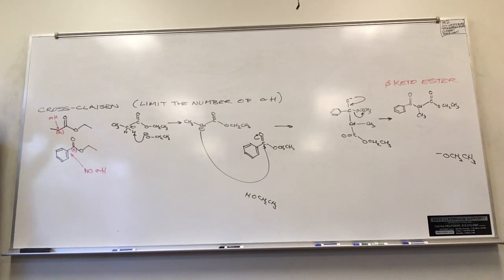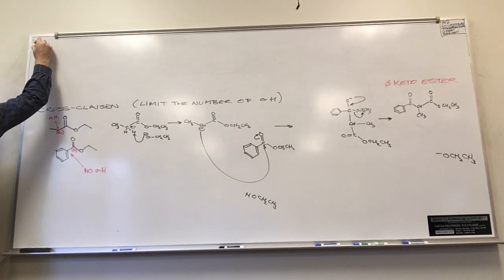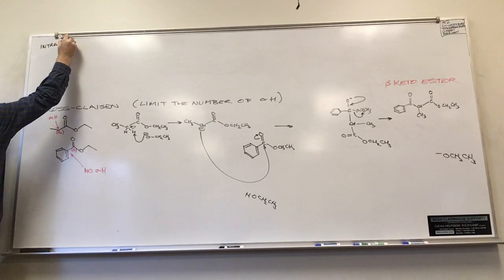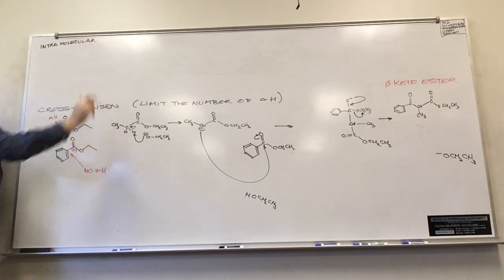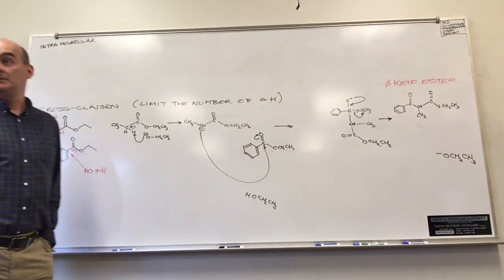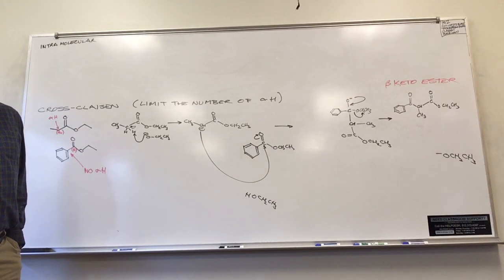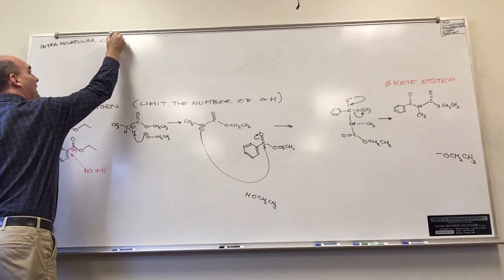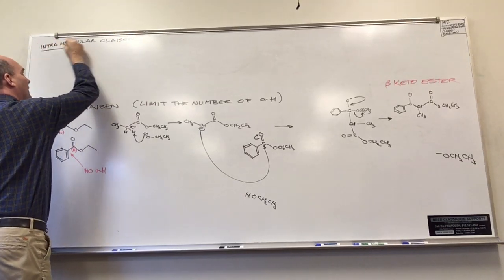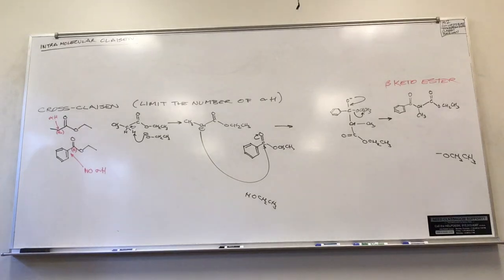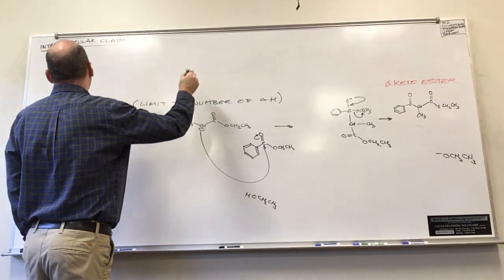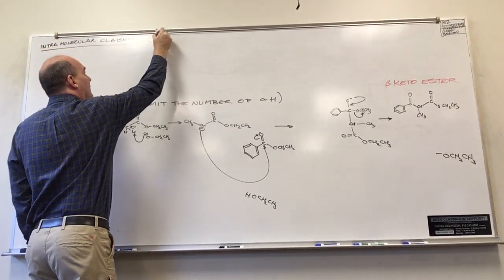Intramolecular. Same molecule. And the intramolecular aldol only worked if? If you can make a 5-membered ring or a 6-membered ring, the reaction will work. If you cannot make a 5-membered ring or a 6-membered ring, it will not work intramolecularly, it will still work intermolecularly. So the intramolecular Claisen goes by another name.